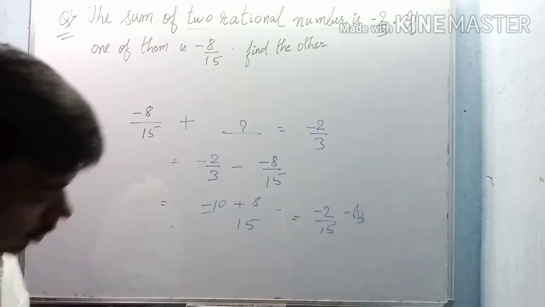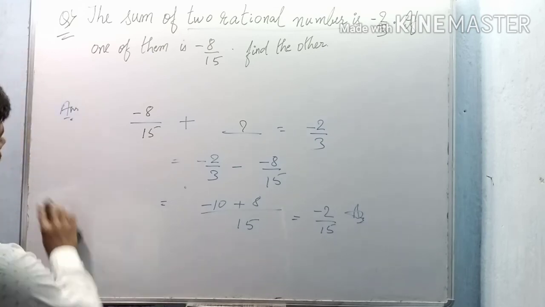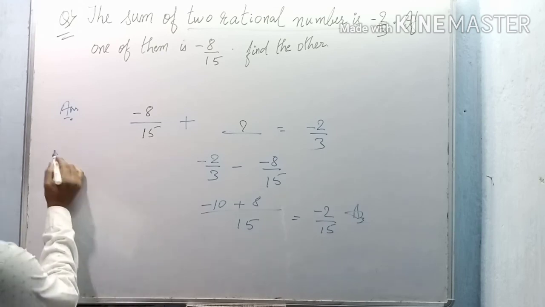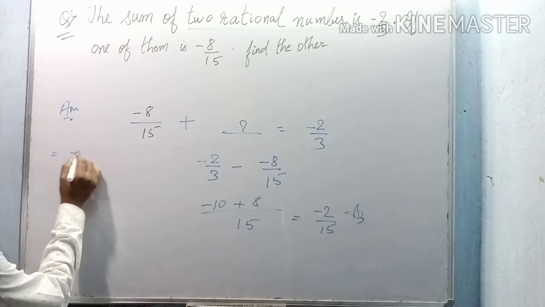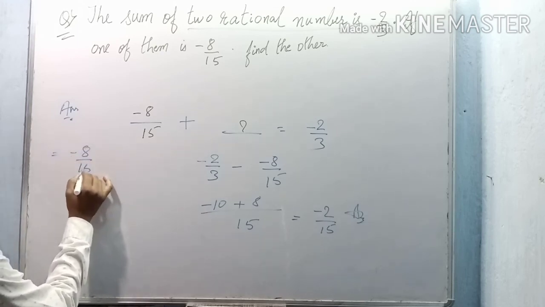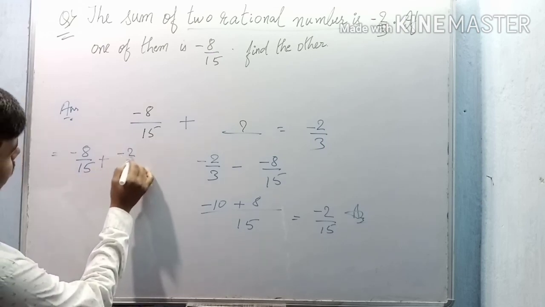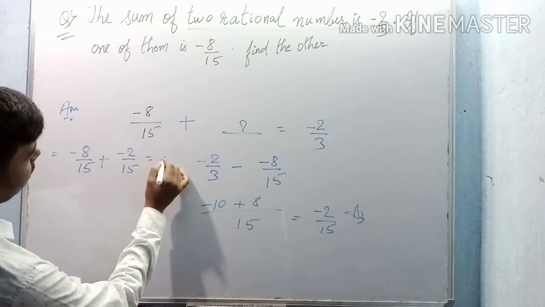Check also whether this is correct or not. So how will we cross-check the question? We will put the same number in: minus 8 by 15 plus minus 2 by 15. We should get minus 2 by 3.